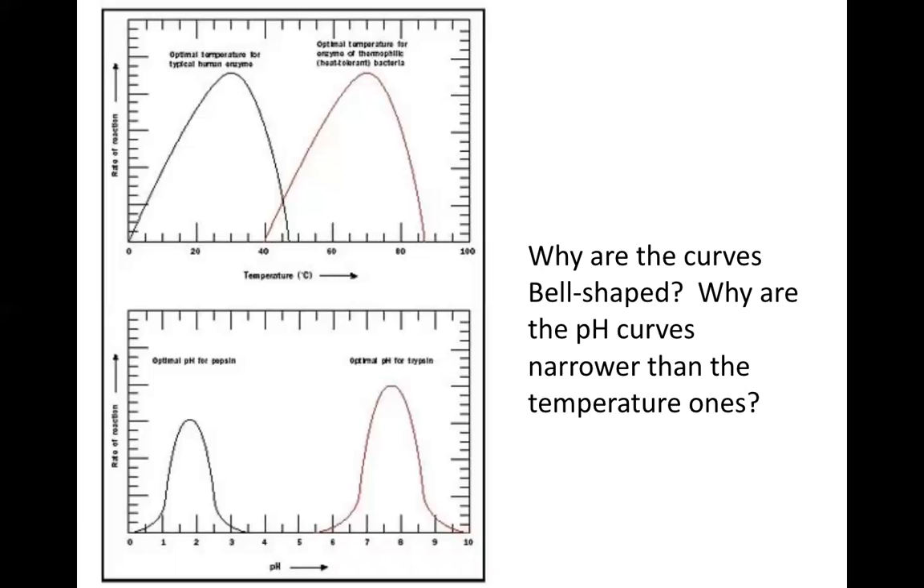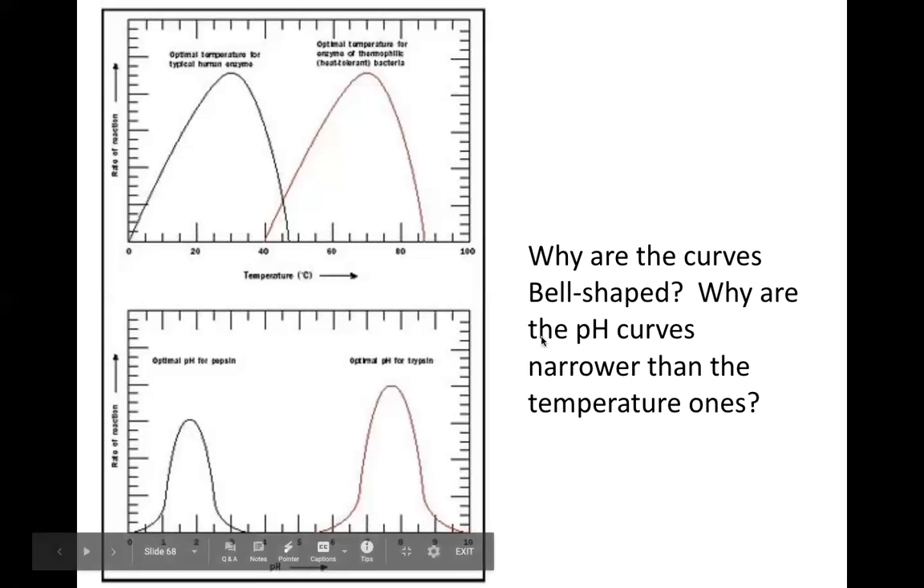So the two proteins are very different. They have different shapes. They maintain their shapes under different conditions. Now, my challenge question to you is, why are the pH curves narrower bell curves than the temperature curves? And the answer will be given maybe sometime next time. Right now, I don't want to give you the answer. I want you to think about it.